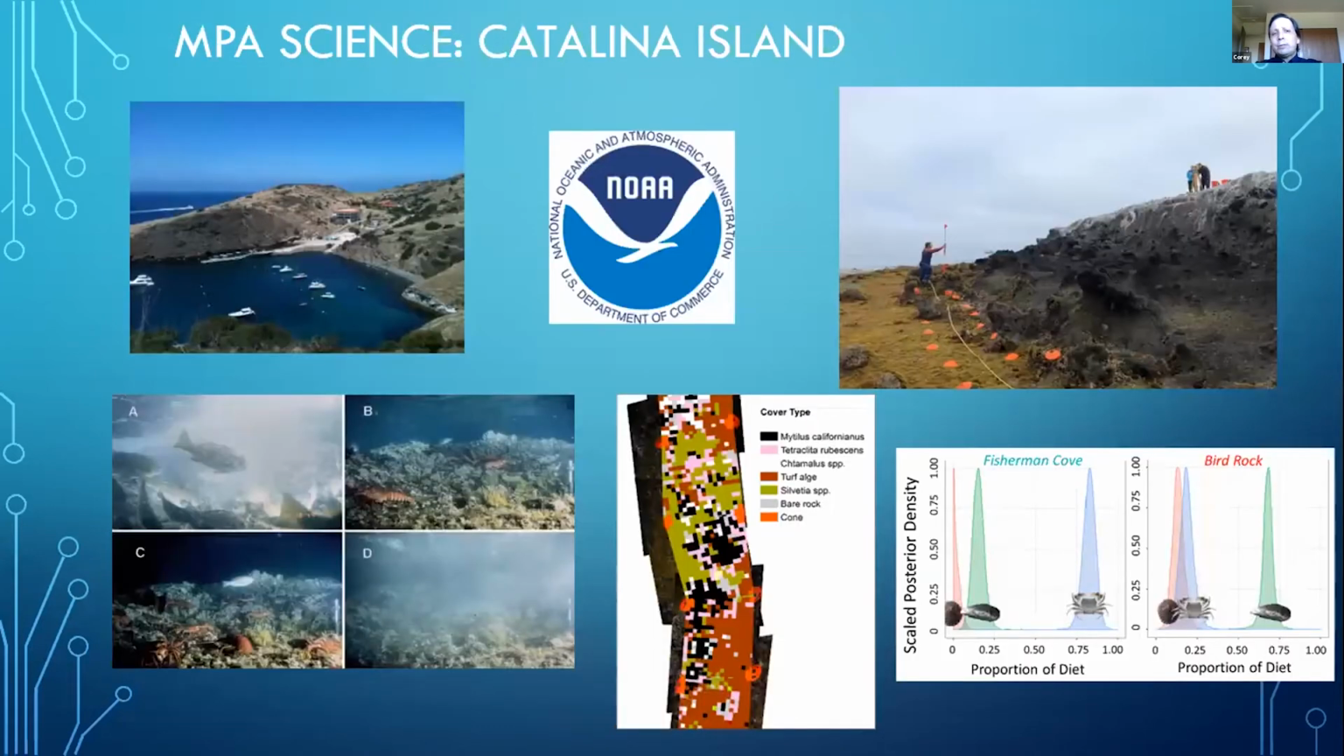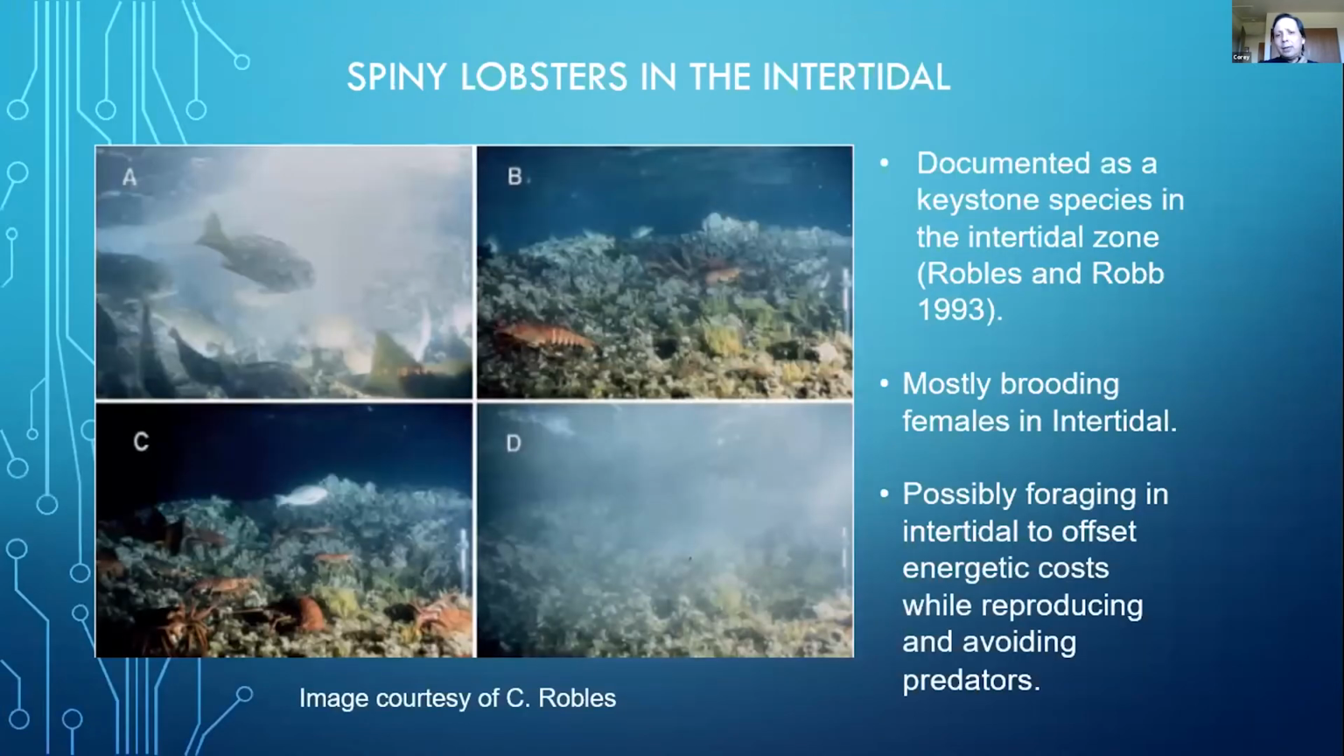So just a brief example of something that we're doing here. This is some work we've been doing out at Catalina Island, looking at the marine protected area there at Wrigley. In particular, we've been looking at the effectiveness of that MPA relative to populations of spiny lobsters out there.